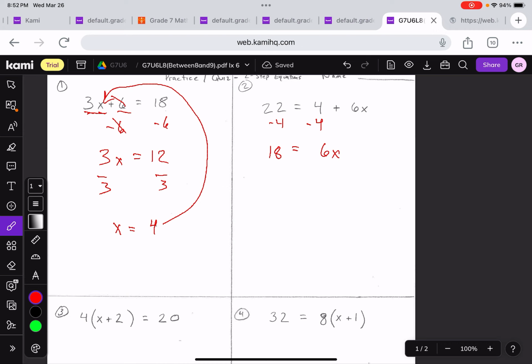Then I'm going to split this 6 ways. I'm going to split this 6 ways. And that's going to leave me, if I have 6x split 6 ways, 1x, which is what I want, equals 3. Again, we can plug it in right here. 6 times 3 is 18. 18 plus 4 is 22. Boom shakalaka.